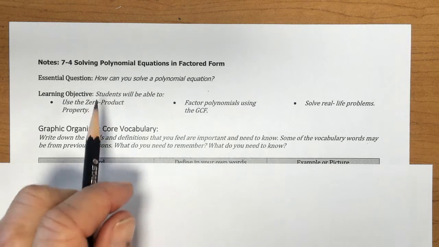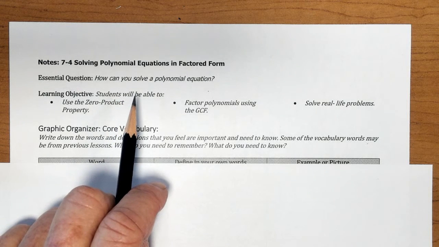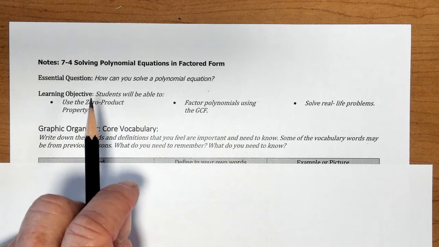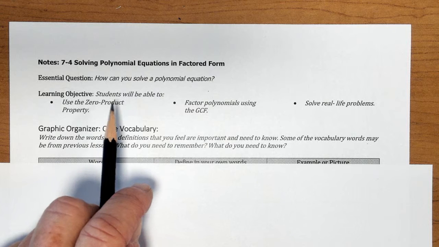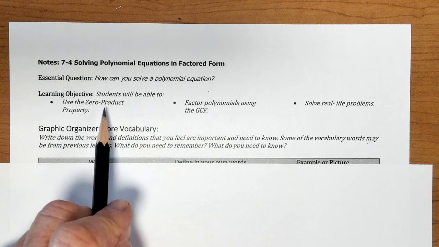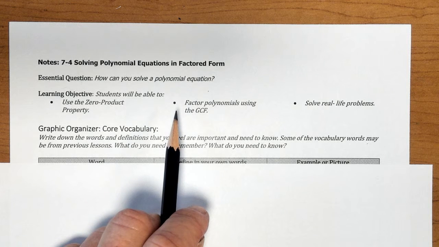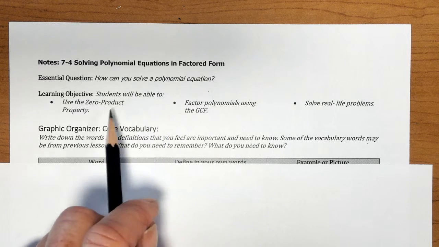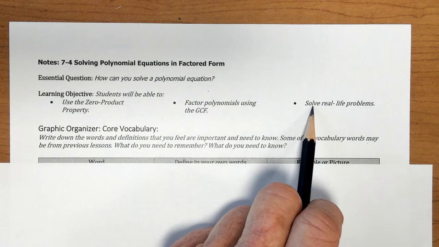So our essential question for this lesson is, how can you solve a polynomial equation? And our learning objectives for this lesson are, students will be able to use the zero product property and then factor polynomials using the GCF. In addition to these primary learning objectives, we're also going to take a look at solving real-life problems.